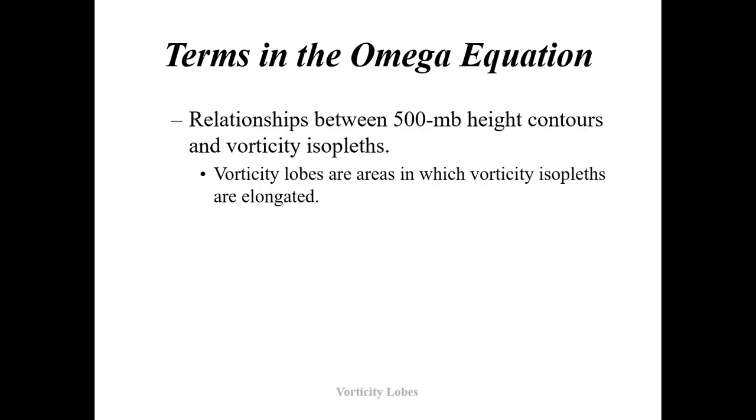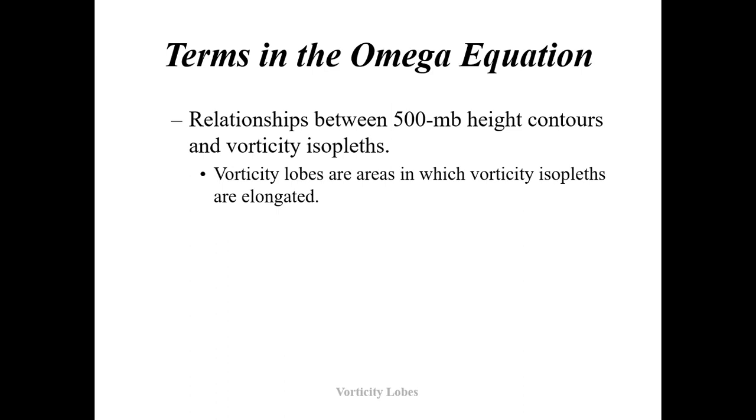So the relationships between 500 millibar height contours and the vorticity isopleths, that's what we need to take a look at next. Okay? And I'm going to show you an example again at the end of the training of what a vorticity chart looks like. We'll get into explaining it a little bit more, what the different lines mean on it. We have something that's known as vorticity lobes. And I'm going to show you 2 types of vorticity lobes in the training.